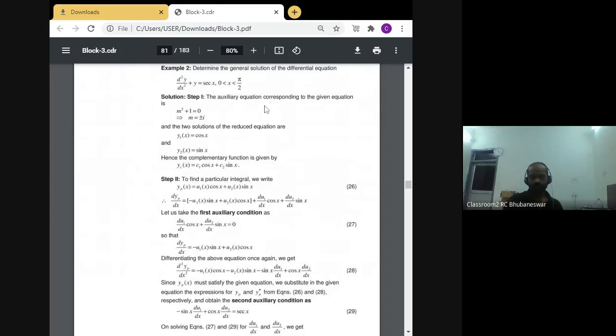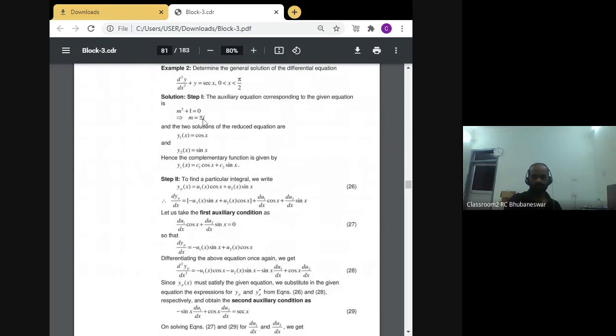Now we are substituting the value of y equal to e to the power mx, because that is the standard procedure to find out the solution of a homogeneous differential equation. After substituting y equal to e to the power mx in the differential equation, we will get an auxiliary equation in the form of m square plus 1 equals 0, and the value of m will be plus minus i, that means complex conjugate roots are there.